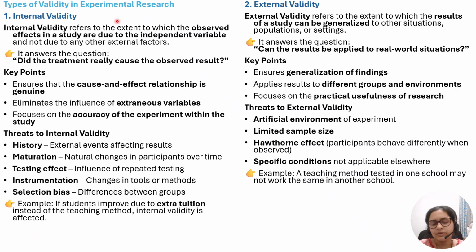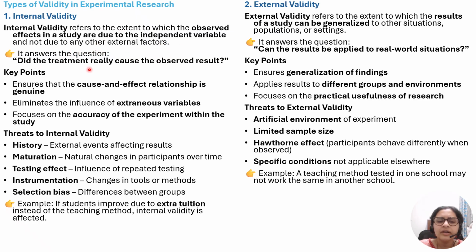Types of validity in experimental research: internal validity and external validity. Internal validity, in simple terms, can be defined as the extent to which the results of a study are accurate or effective in that particular research itself. That means it refers to the extent to which the observed effects in the study are due to the independent variable present within the research study itself, and not due to external factors.